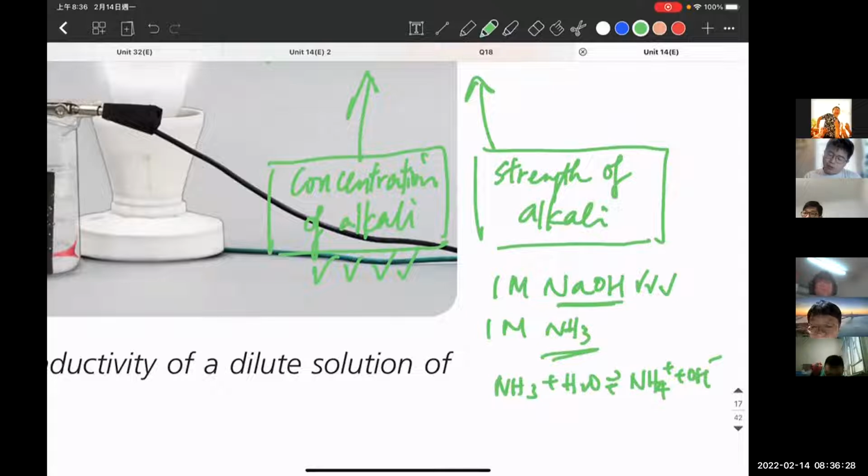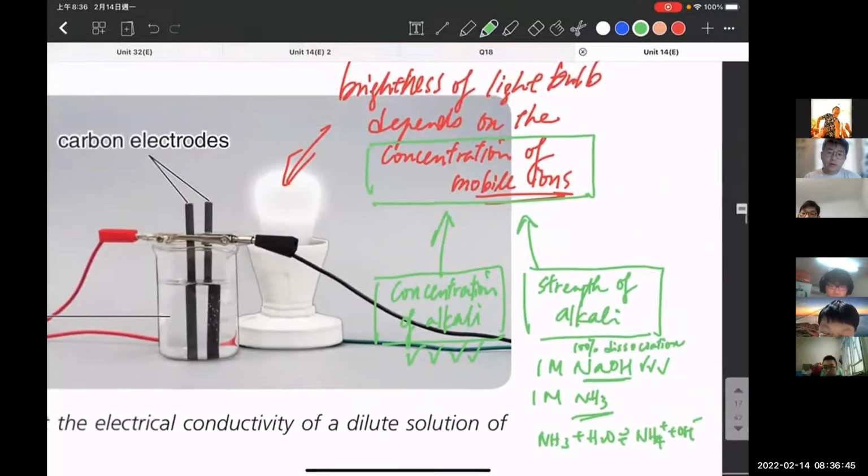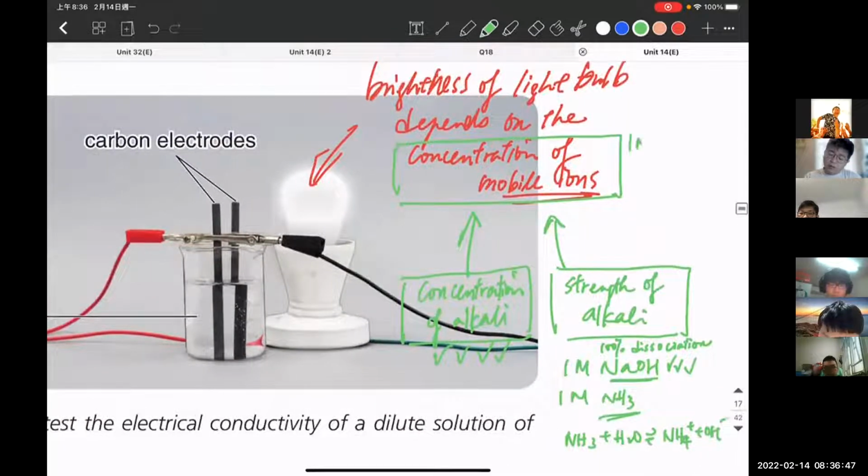So you may know once I dissolve it in water, it fully dissociates. Can you see that? We have 100% dissociation to form sodium ion and hydroxide ion. So in other words, if you talk about the concentration of mobile ion for 1 molar NaOH, it is about 2 molar of mobile ion. Do you know why? You split NaOH into half, we have Na+ and OH-. So for 1 molar NaOH, it will contain 2 molar of mobile ion.